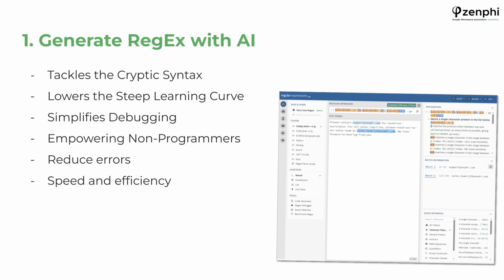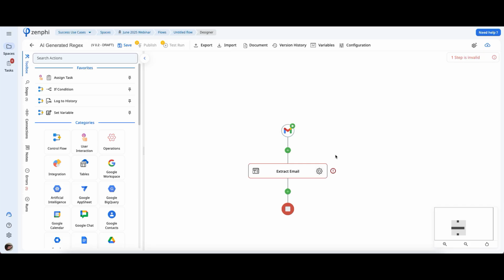Now, typically, users use a tool like, for example, regex 101 to be able to generate these expressions, but with the help of AI, you're able to reduce the errors and lower the steep learning curve that comes with being able to implement regex. This, in the end, is going to speed things up and also make it more efficient, while also providing all of the benefits that come with using a tool as powerful as regex. Let me show you how it works.